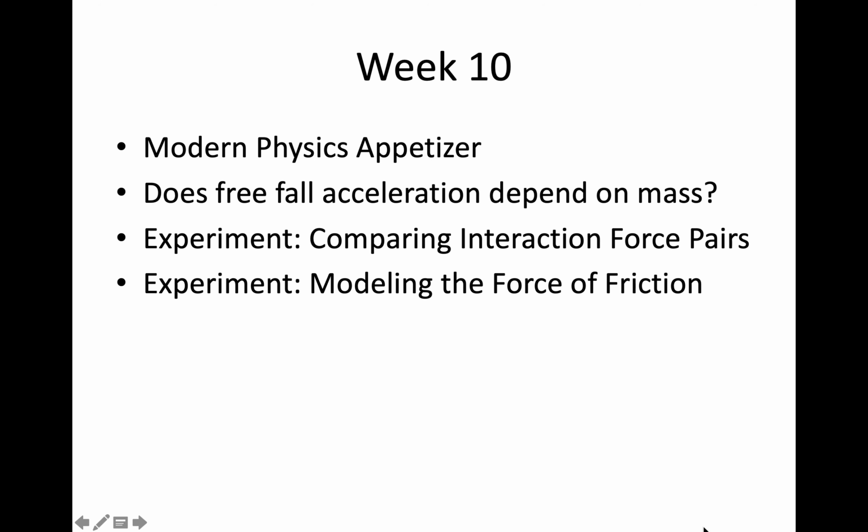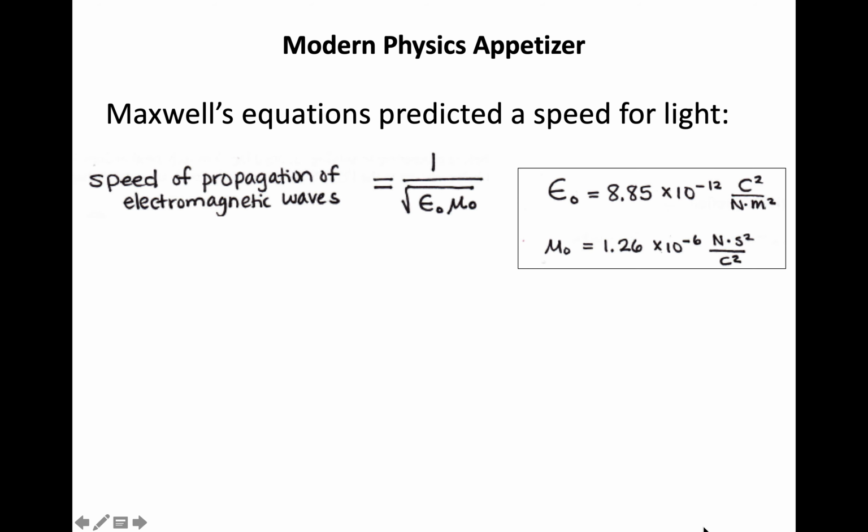In this screencast, I'm going to explain what we did in the Week 10 class to get you caught up. So these were our topics: modern physics appetizer. The second was, does free fall acceleration depend on mass? And then we did two experiments, comparing interaction force pairs and modeling the force of friction.